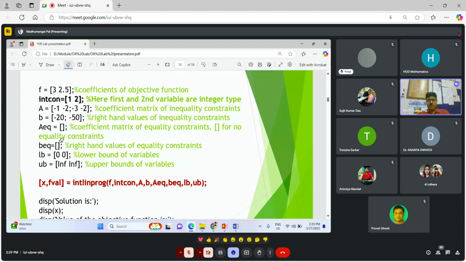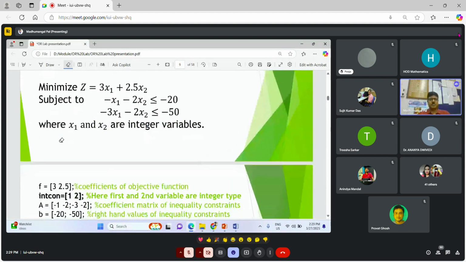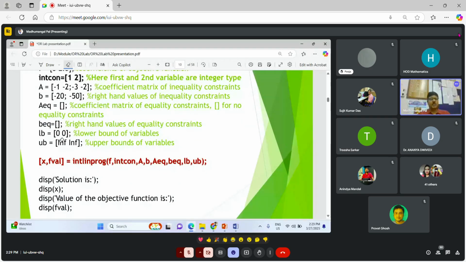You can see that for this problem there is no equality constraint. Both constraints are less than or equal to type, so for this reason we write Aeq equal to an empty bracket, with no argument, and beq is also an empty bracket. The lower bound is 0, 0. No bounds for x1 and x2 are mentioned, so we assume that the lower bounds for both variables are 0 and 0, and the upper bounds for both variables are infinity and infinity.